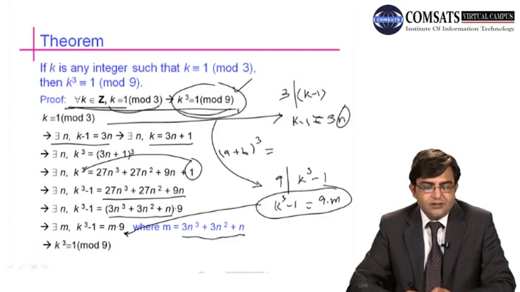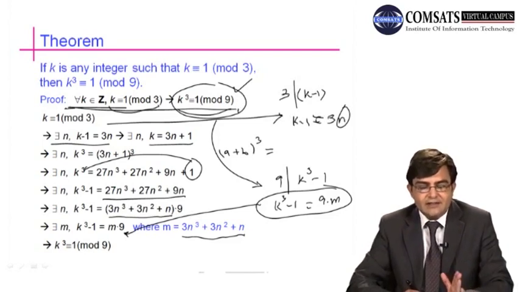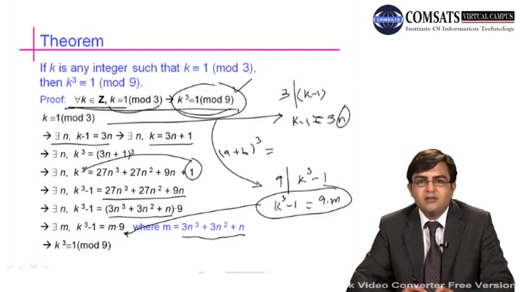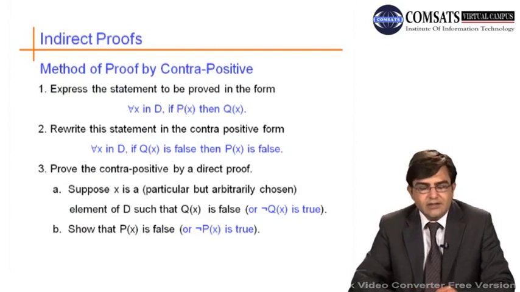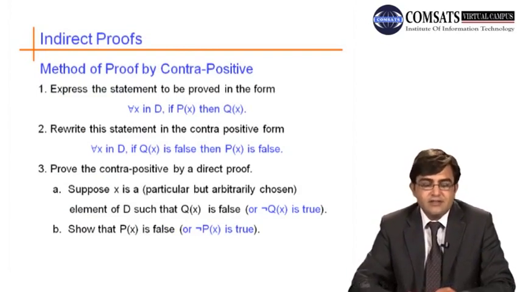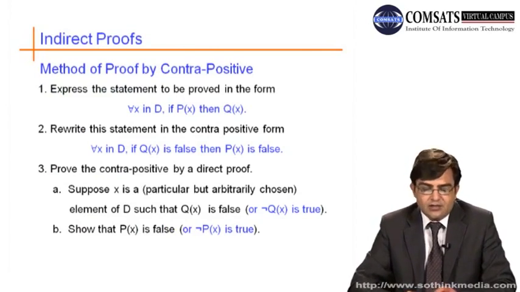So this theorem has been proved: if k is an integer such that k is congruent to 1 mod 3, then k cube is congruent to 1 mod 9. Next we discuss another method, an indirect method of proof: the method of proof by contrapositive.